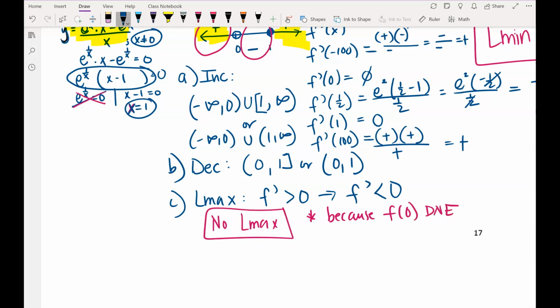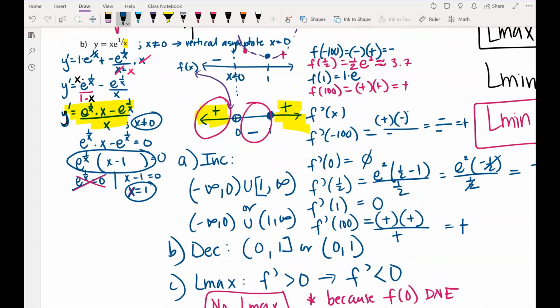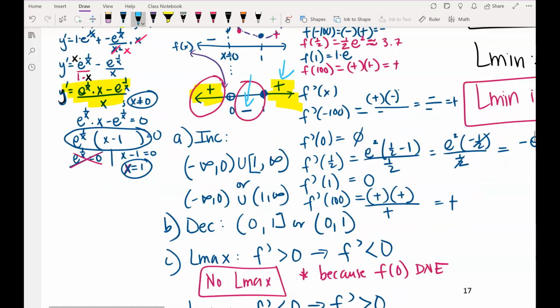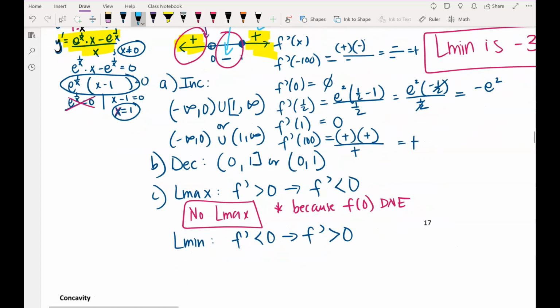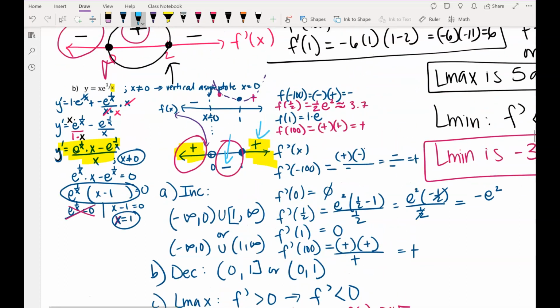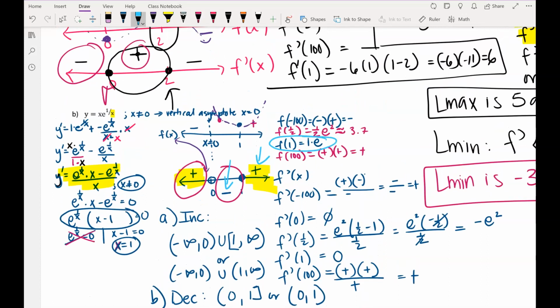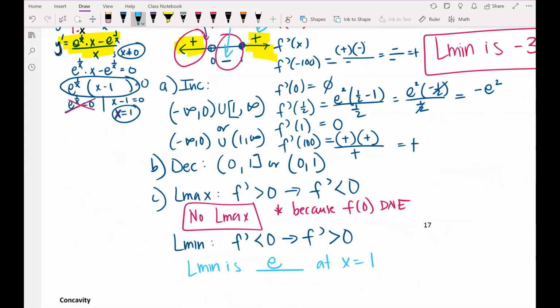Then let's do local min. A local min by definition is when the derivative goes from negative to positive. I do have one spot where it goes from negative to positive, at x equals 1. So the local min is at x equals 1. Let me go to my chart and see. When x was 1, we got e. So the value is e. Those are the answers.